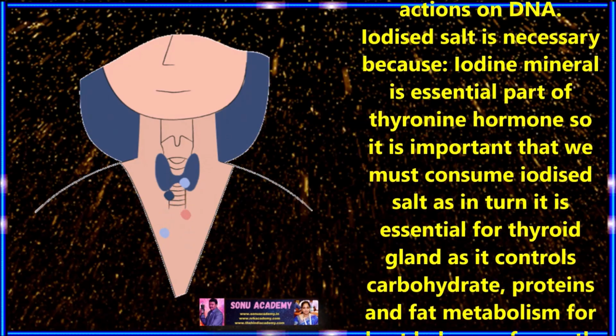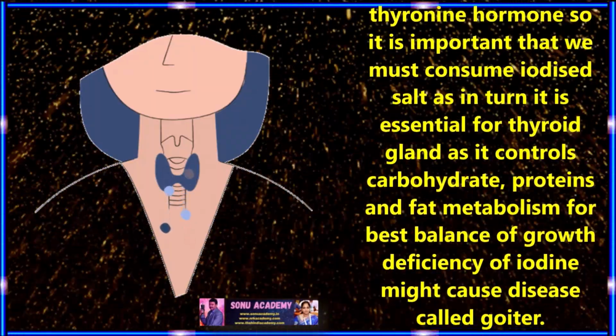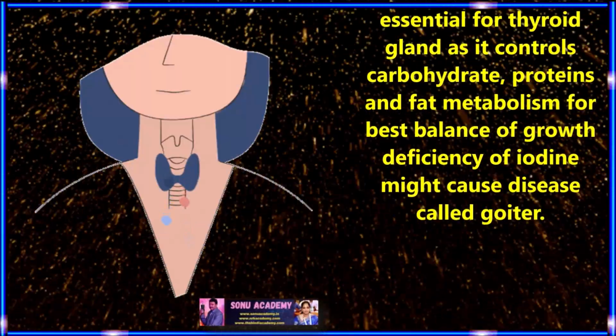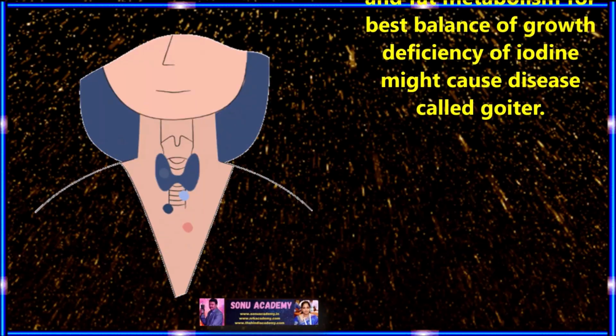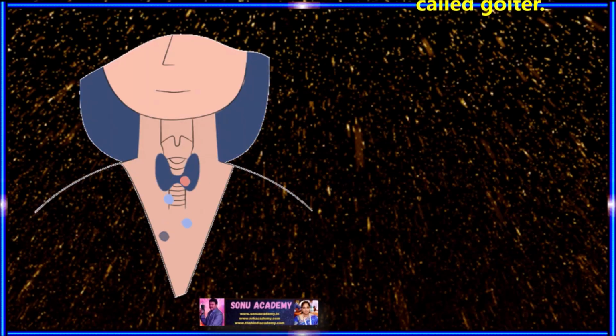So it is important that we consume iodized salt, as in turn it is essential for the thyroid gland, as it controls carbohydrate, protein and fat metabolism. For the best balance of growth, deficiency of iodine may cause a disease called goiter.